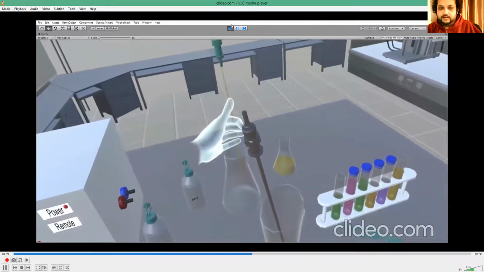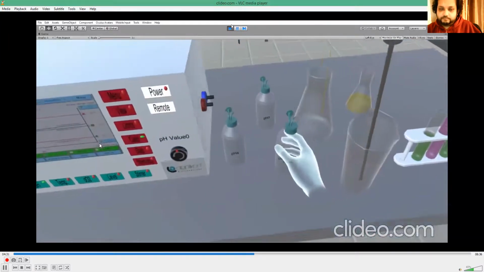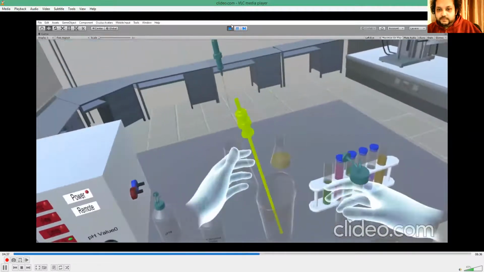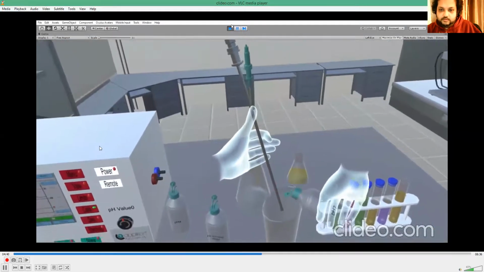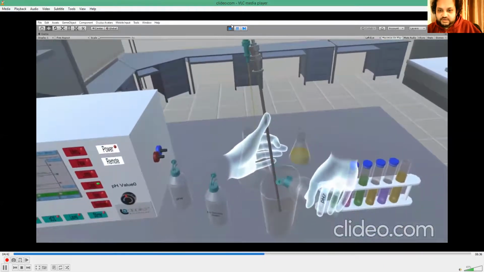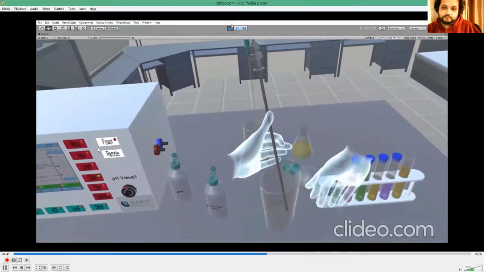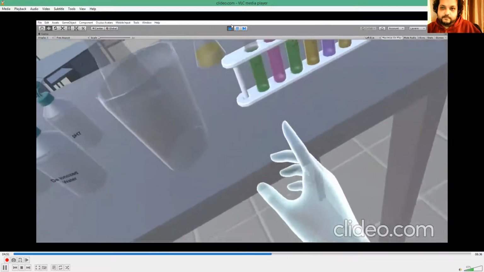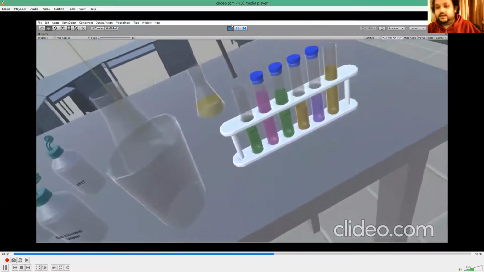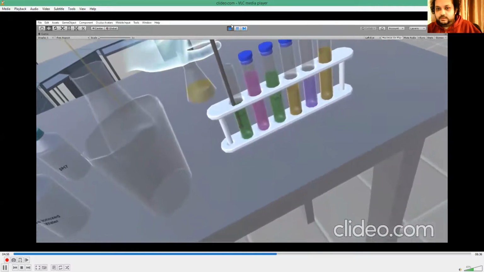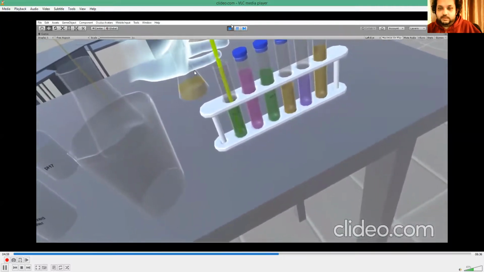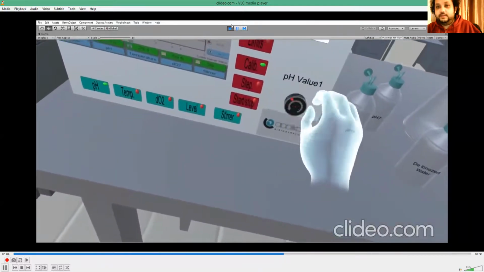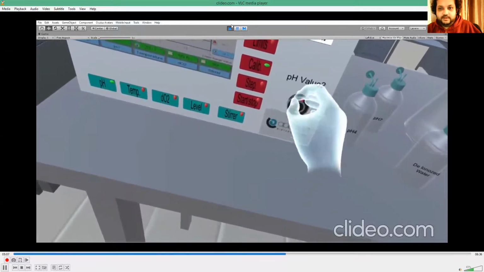We will add real 3D models of the calibrator and all. So after washing it with the deionized water, now the trainee should wash it with pH 7. The alarm is a bit annoying, but now the probe is set on the pH 7 buffer. Now on the calibrator, pH 7 has to be set.